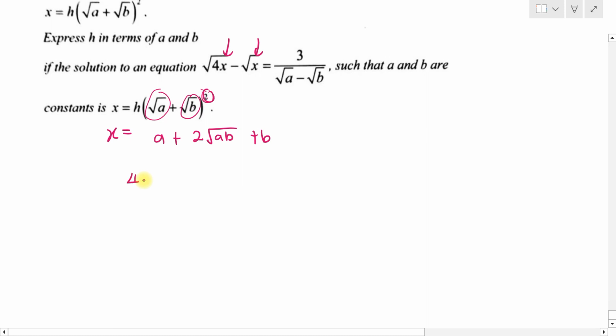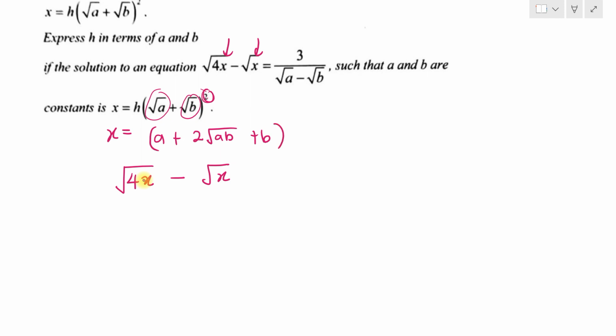Okay, now you see. What was the question? 4x and I have a square root minus square root x. They want to express h. And don't forget, this whole thing is multiplied by h.